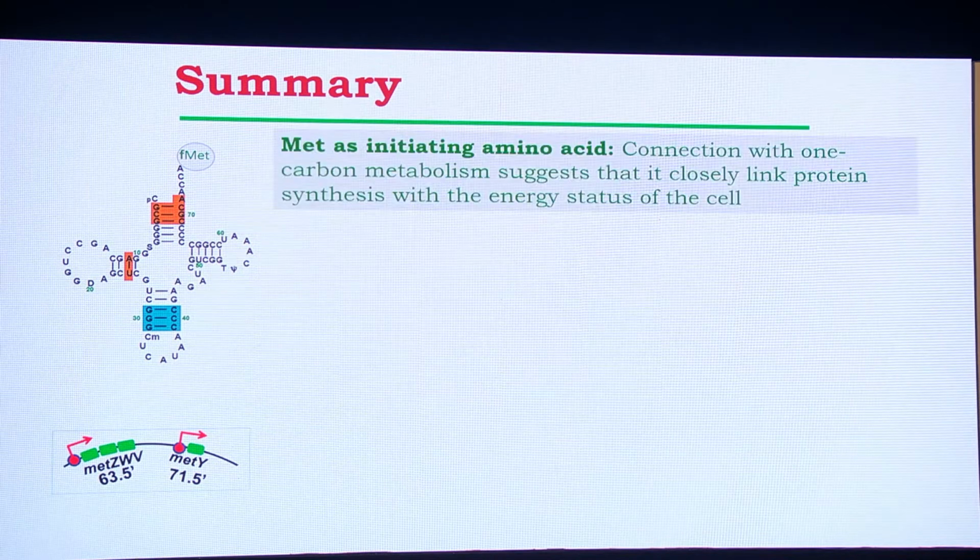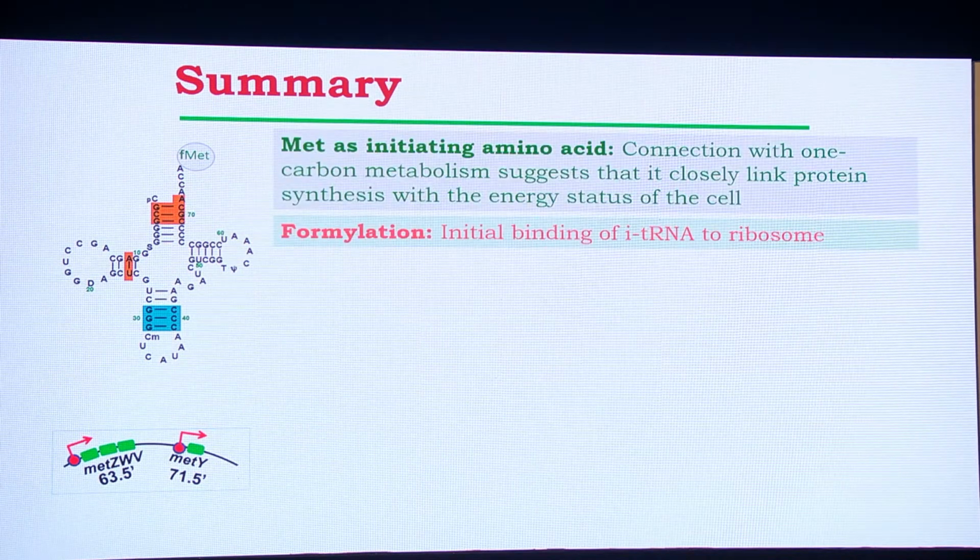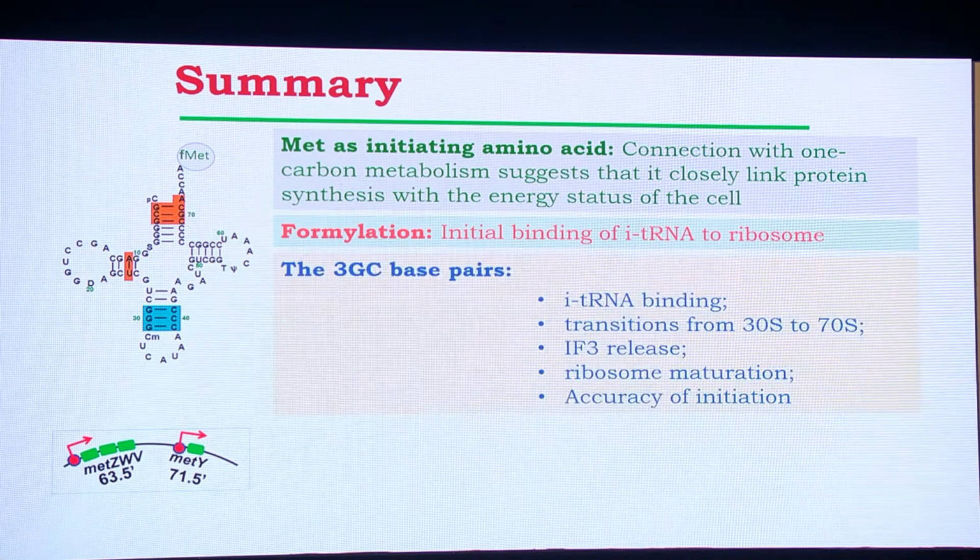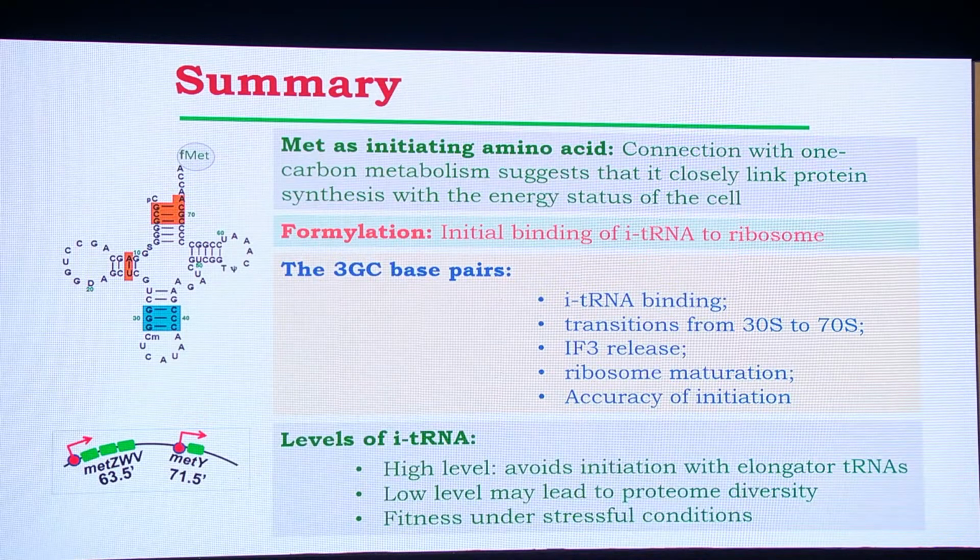So let me just summarize here. What I have shown is that the methionine that is the initiating amino acid has a connection with one carbon metabolism. Formylation is important for initial binding of the tRNA to the ribosome, and the three GC base pairs have a lot of function. In fact, I haven't really talked to you much about it except for this accuracy part, but these are all really the jobs that the three GC base pairs do.